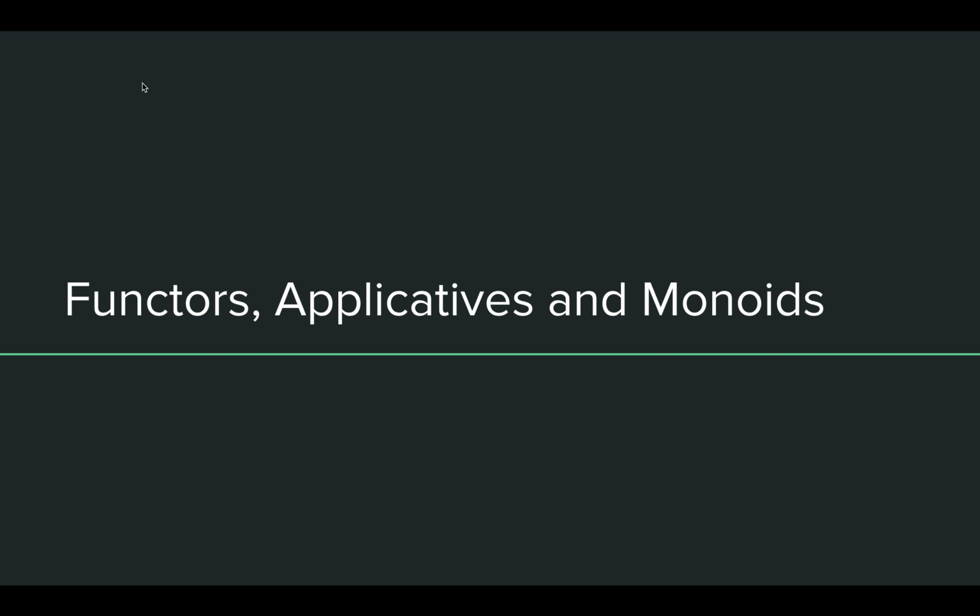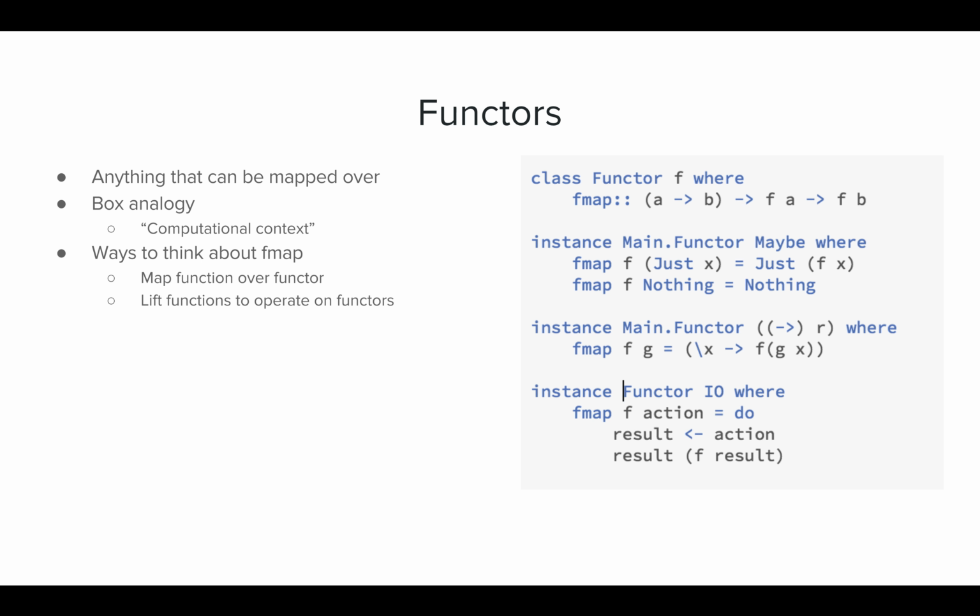Welcome back, as we continue with functors, applicatives, and monoids. A functor is anything that can be mapped over by a function using fmap. Examples of functors include lists, trees, maybe, I/O, and even functions. If you remember the map function in Scheme, it takes a function and maps it over a functor, such as a list.